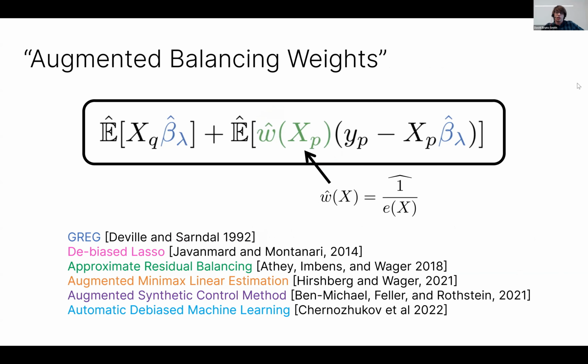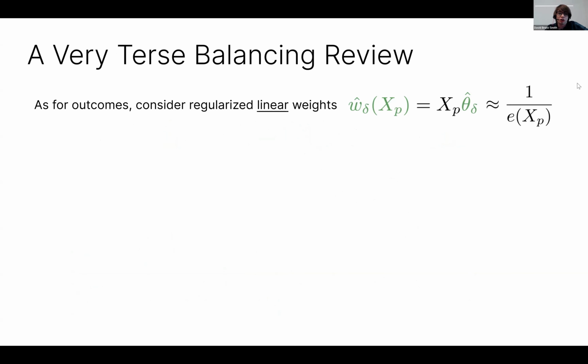Similarly, using these balancing weights to do debiasing is a really old idea. The earliest possible instance of this exact algorithm being used was the GREG in 1992, but also there's a paper called approximate residual balancing, which does the same thing, or most recently, automatic debiased machine learning. Again, probably instead of augmented balancing weights, if I were to write this paper right now, I would just call it AutoDML, but that's just the particular literature I came out of.